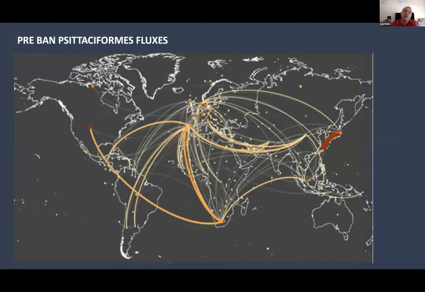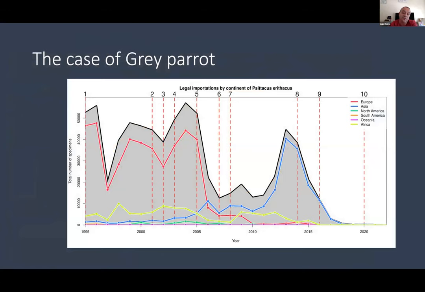For the parrots, the situation was more diversified and still is today. So there are other important hubs like Japan, South Africa, and the Americas. And this was important for the survival, let's say, of the stakeholders involved with the trade of parrots and owls. So getting back to the gray parrot, these are all the patterns of trade for this species changing across time. Here for the legal birds, you can see that around 2005, there was a dramatic change and a drop in the number of birds traded for this species.